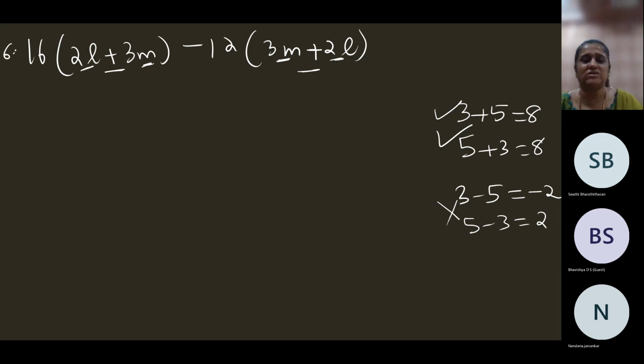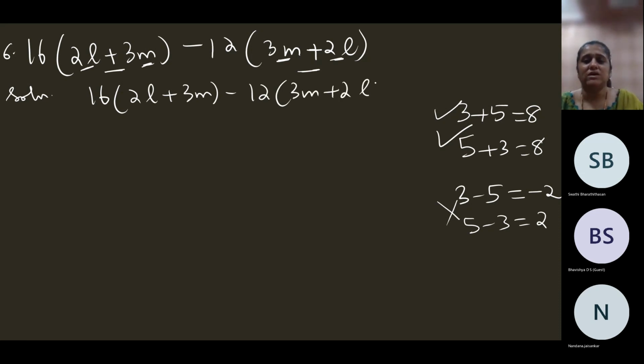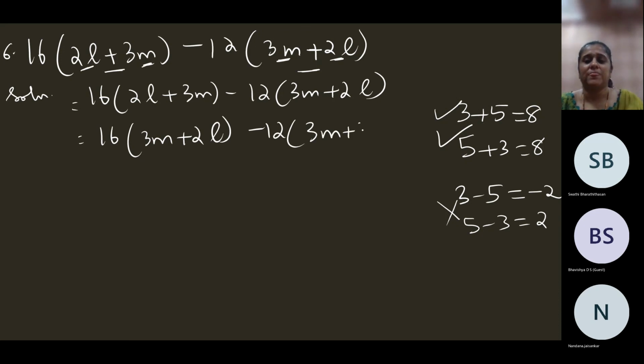This is the given question. I think it's question number 6, whatever. So what you should do is in the solution, first, normally we write out whatever is given. That's the first step. Then what you should do is change this. Write 2L plus 3M as 3M plus 2L minus 12 into 3M plus 2L.